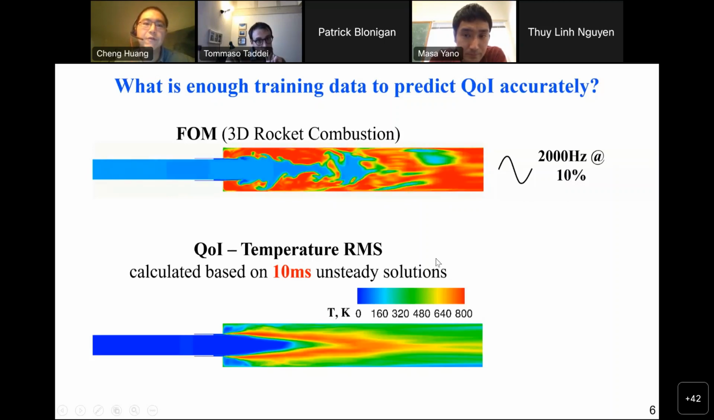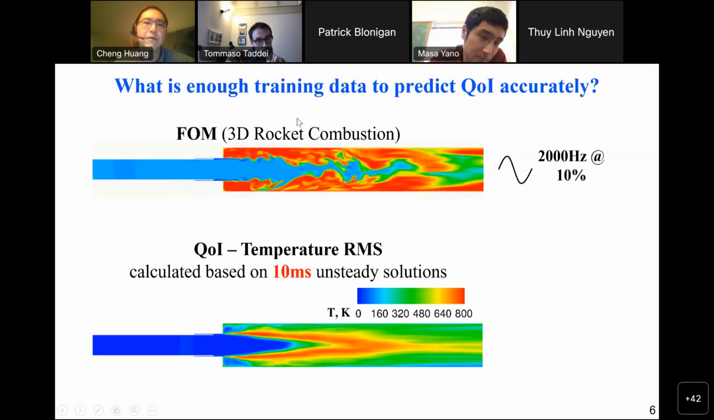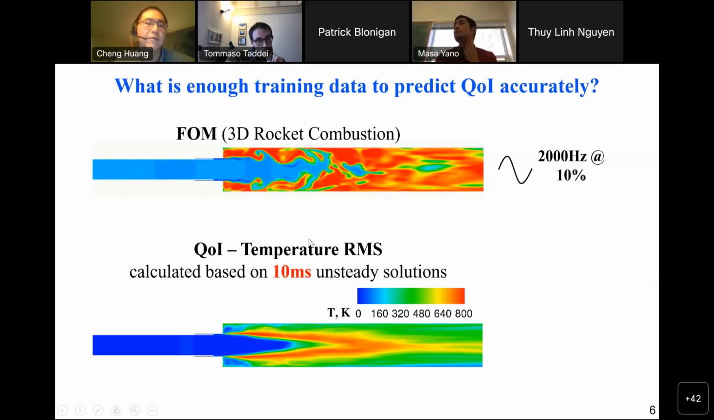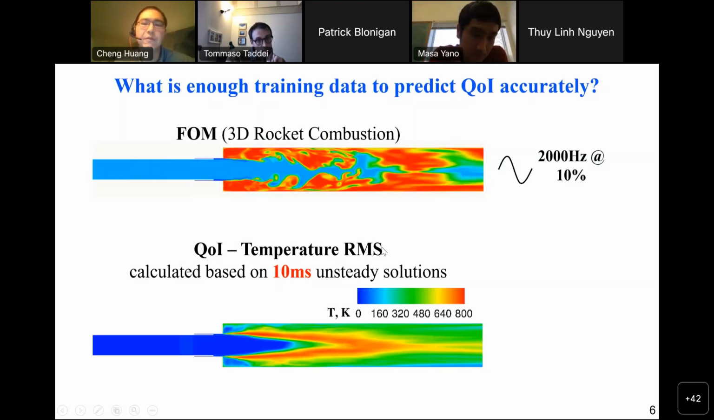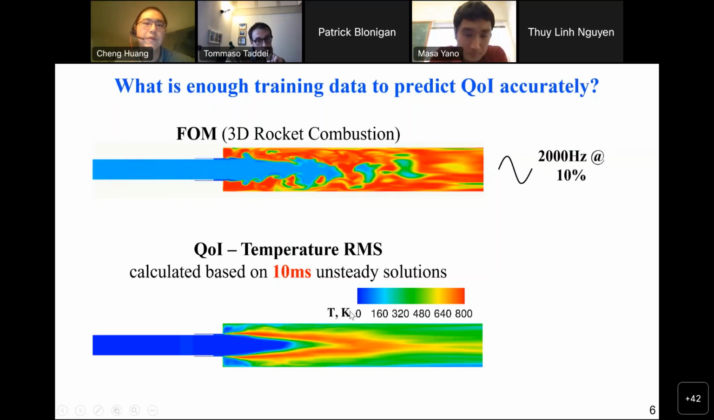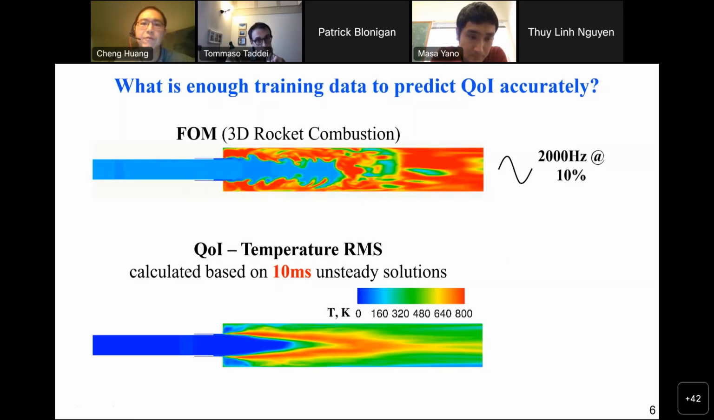One quantity of interest that they care about is the RMS, the statistical quantity that quantifies the fluctuation of some physical quantity. Here, I just pick temperature, and I'm saying I want to see how much training data I'm going to require to capture 10 milliseconds of unsteady calculation, and then use that to calculate the RMS. Of course, if you have very wrong unsteady predictions, then your RMS won't be good. So that will be the goal here, and we try to evaluate how much training data is required.